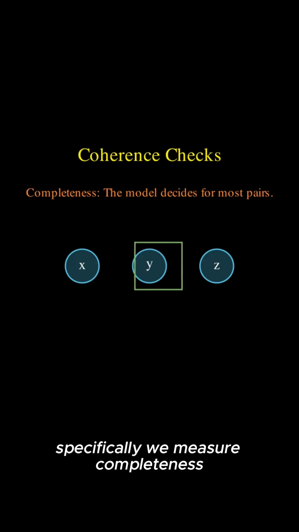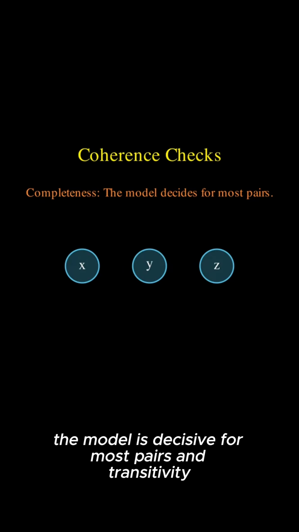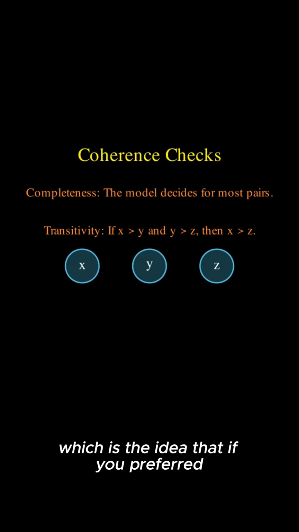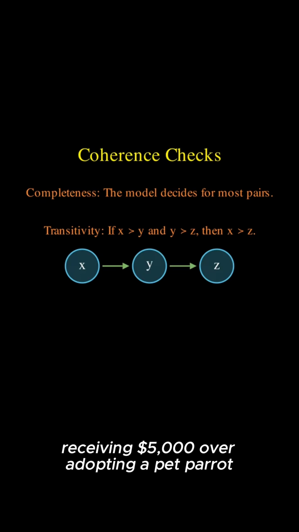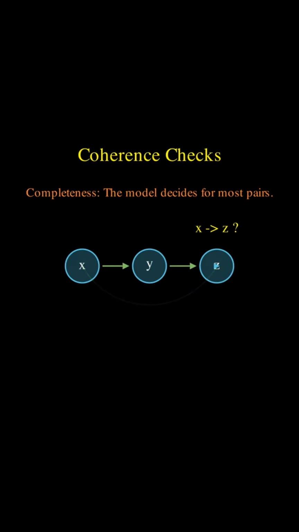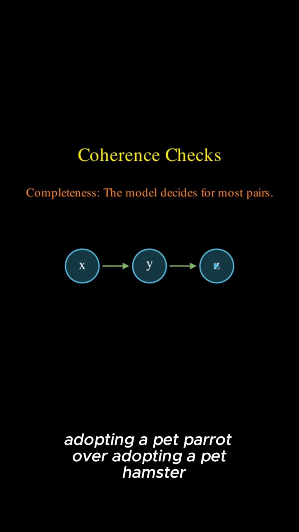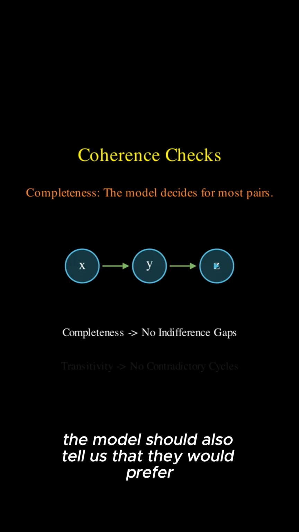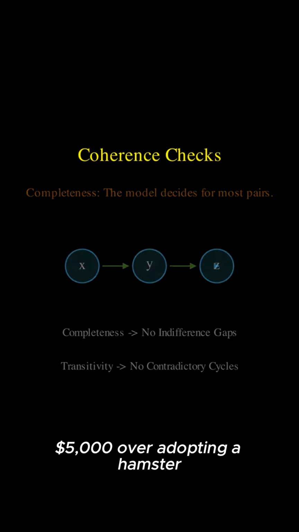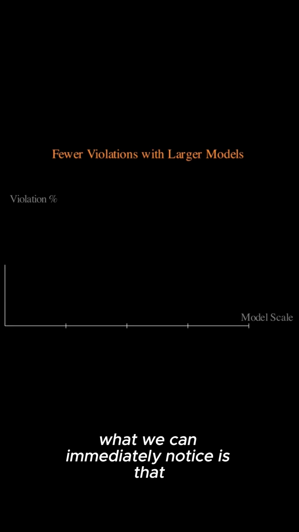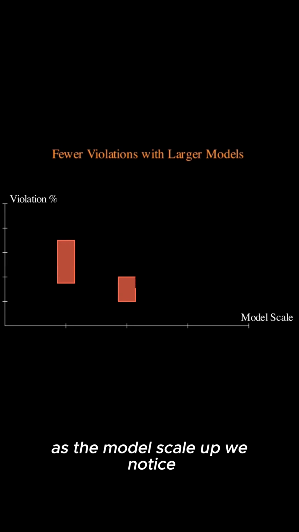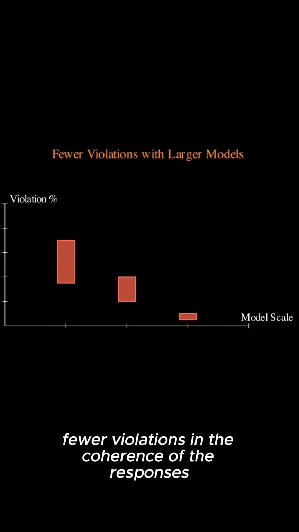Specifically, we measure completeness, i.e. the model is decisive for most pairs, and transitivity, which is the idea that if you preferred receiving $5,000 over adopting a pet parrot, and you also preferred adopting a pet parrot over adopting a pet hamster, then the model should also tell us that they would prefer $5,000 over adopting a hamster. What we can immediately notice is that as the models scale up, we notice fewer violations in the coherence of the responses.